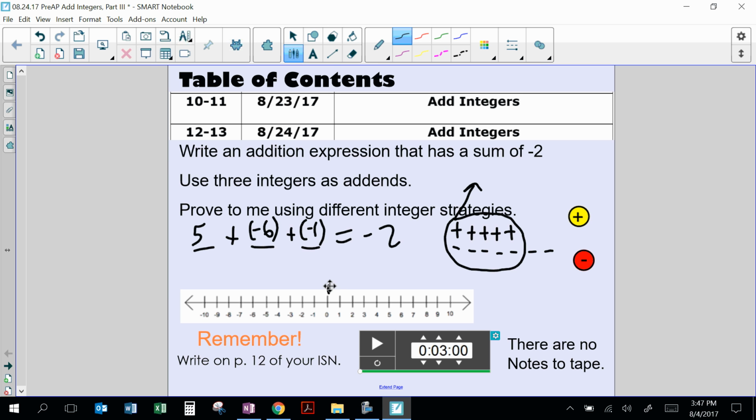I start at 0. I go to 5, 5 units to the right. -6 means 6 units to the left. 1, 2, 3, 4, 5, 6. Stop at -1. And then -1 means 1 unit to the left, and it does stop at -2. So there he goes.